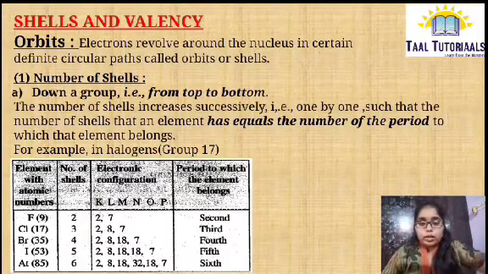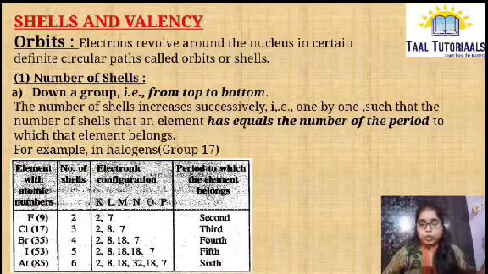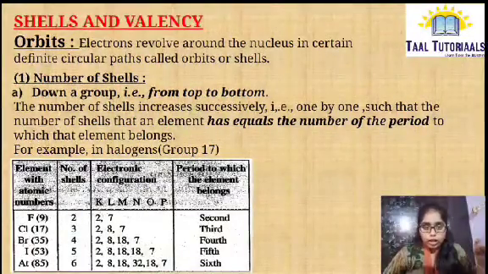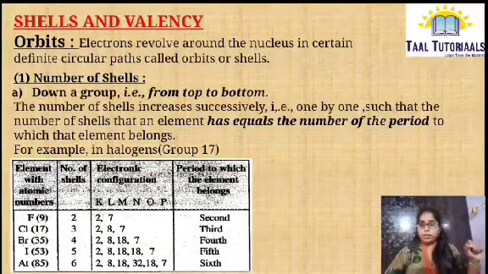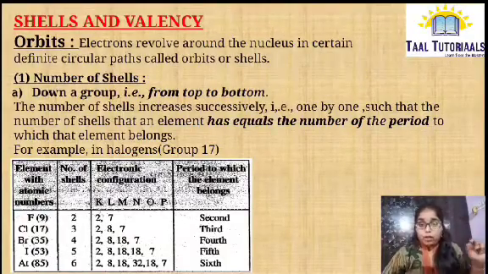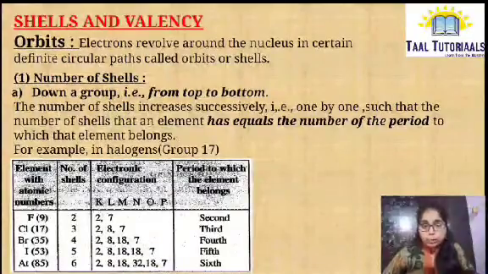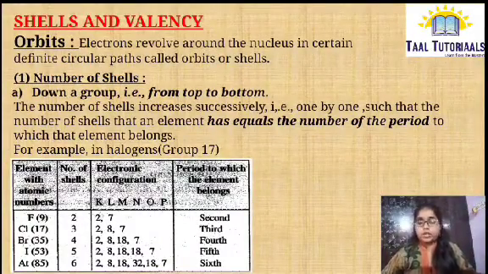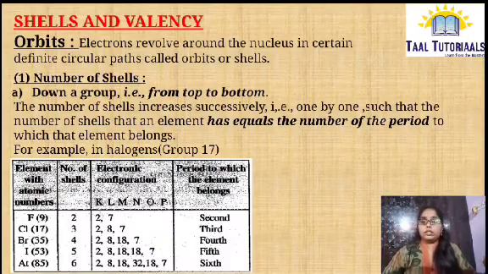Now, you can see here there is an example, elements with atomic number 9, chlorine 17. See, the last column, period to which the element belongs, second, and the number of shells is 2. Then third period, 3 shells. Fourth period, 4 shells. Fifth period, 5 shells. Sixth period, 6 shells. Like that.